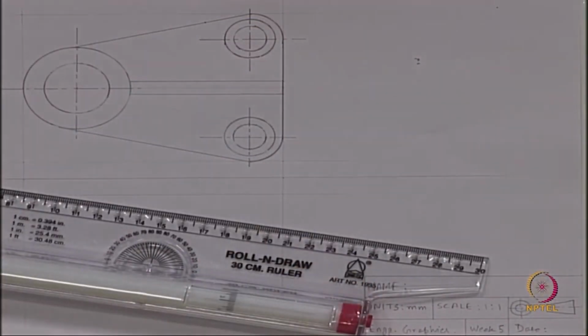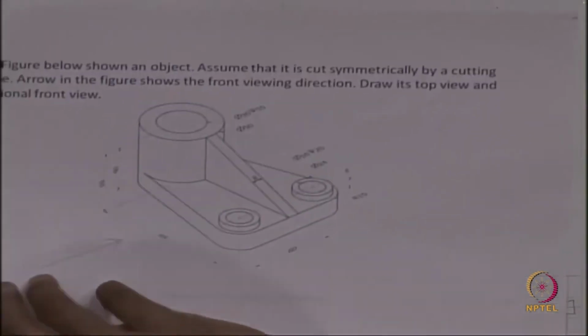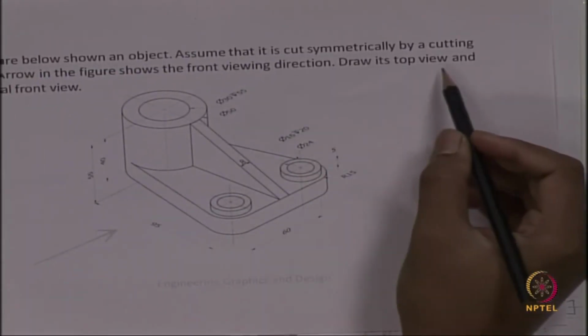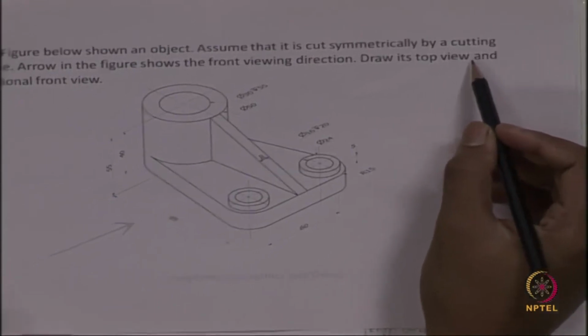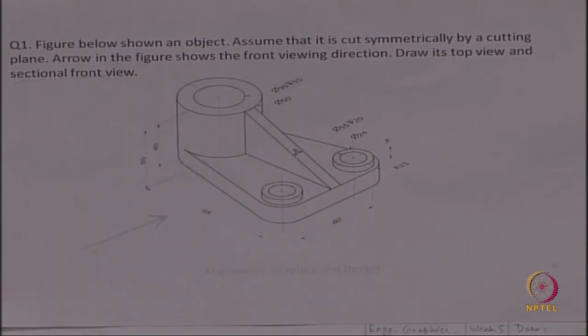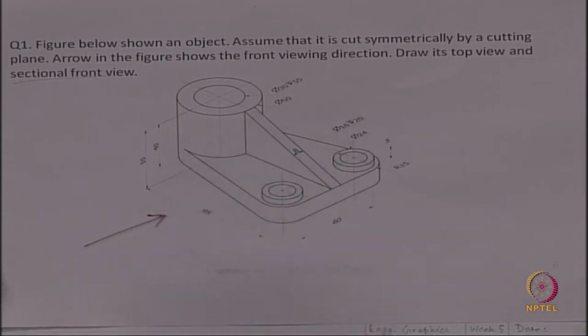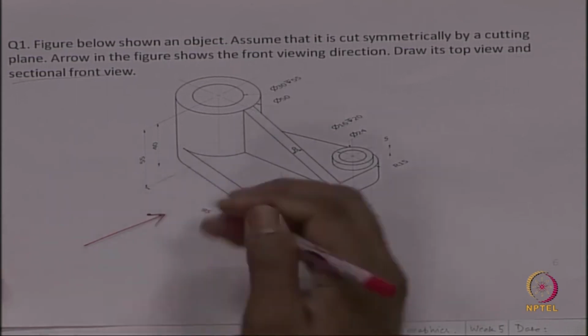So, the top view is completed, but still we have to look at something. If we see the question that has been asked, draw its top view and sectional front view. So, if we want to draw the sectional front view, what is the front view here? The front viewing direction is this, and front view means we will look from this side.